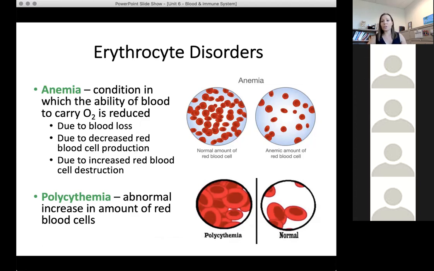So all those disorders are basically not having enough red blood cells or hemoglobin. But there is a disorder where you have too much. That's called polycythemia. And this is an abnormal increase in the amount of erythrocytes. And a couple minutes ago, we talked about why that could be dangerous, because that increases blood viscosity. And that could clog small blood vessels like capillaries. So that could be dangerous too.